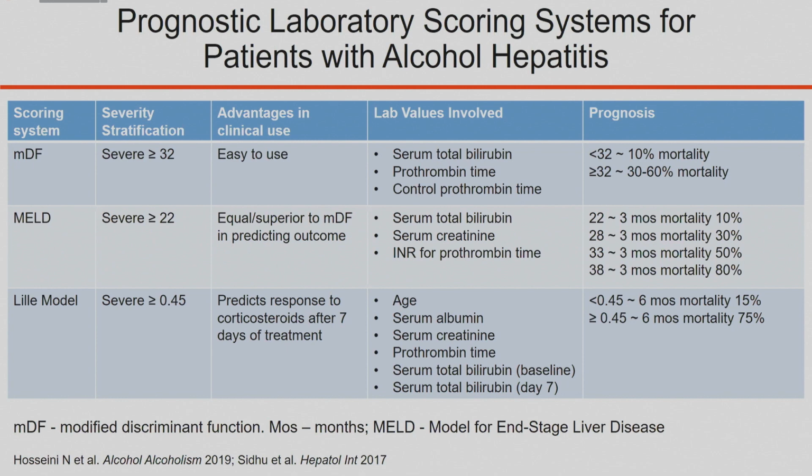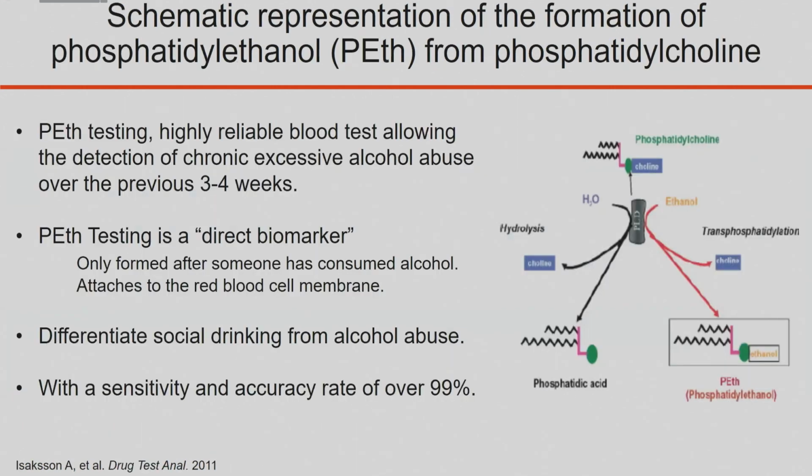We can use a MELD score, and that's been validated recently also to estimate prognosis. And then there's the Lille model, which is a little bit different because the Lille model takes place 7 days after corticosteroids. So it identifies people who are on prednisone or prednisolone, and after 7 days of treatment, it identifies those people who are responding or not responding, and you should stop therapy right off. So the Lille model is a little different in that the baseline requires people to be on steroids.